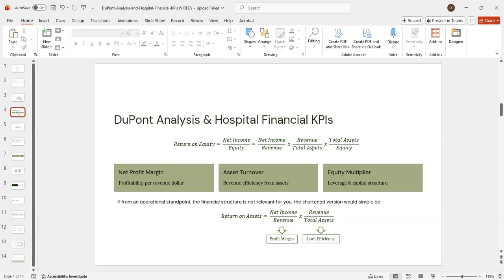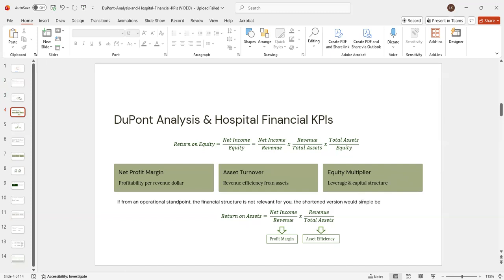The second component tells you how efficiently you're managing your assets, how efficiently the beds, the operating room, and the equipment are actually producing revenue. And finally, the last component, the equity multiplier, tells you how the organization is financed. The more debt you use, the lower the equity and the higher the ratio. The less debt you use, the higher the equity and the lower the ratio.